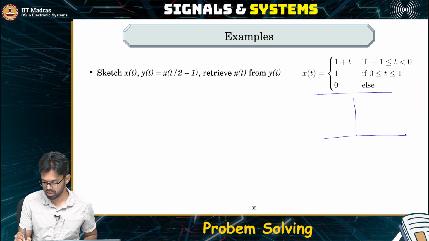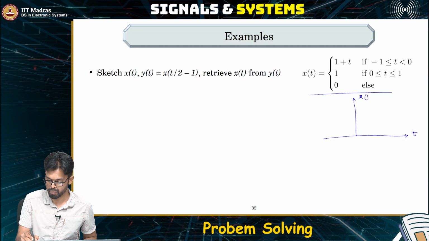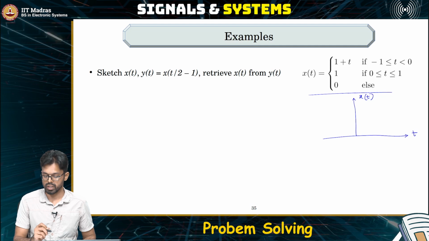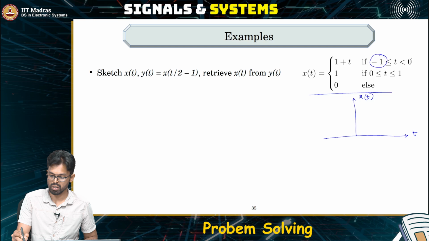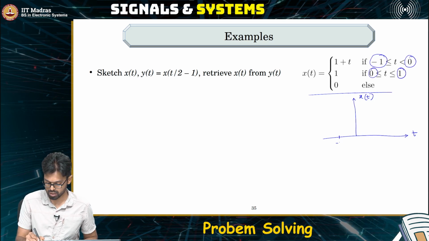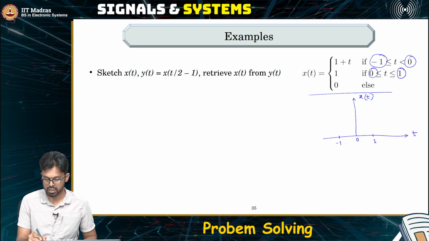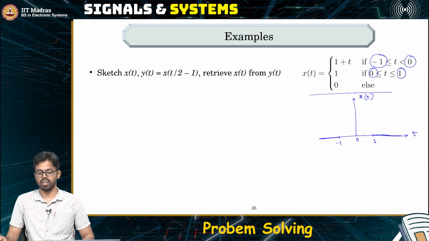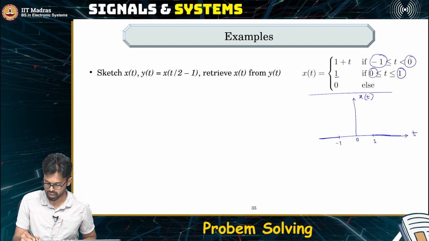To understand this, the original signal x of t is given by this equation. From this equation, we can clearly say the critical points are -1, 0, and 1. Okay. So mark these points -1, 0, and 1. So the signal is 0 outside -1 and 1. Inside -1 and 1, let's see how it looks. Between 0 and 1, it's just taking a constant value.